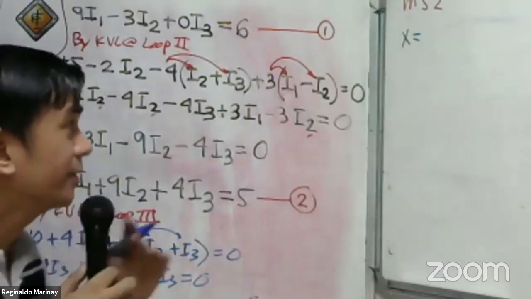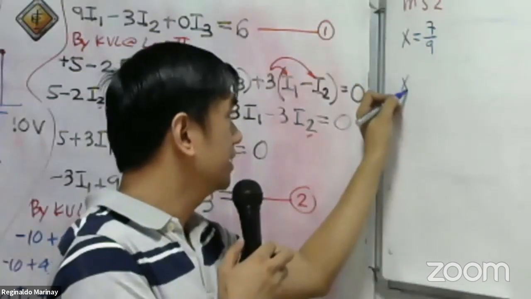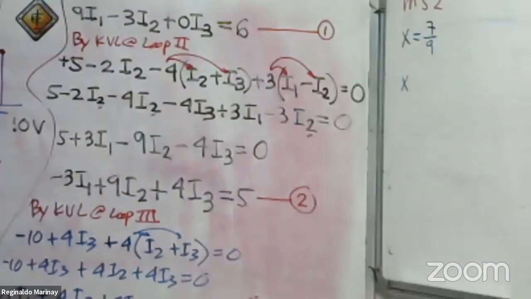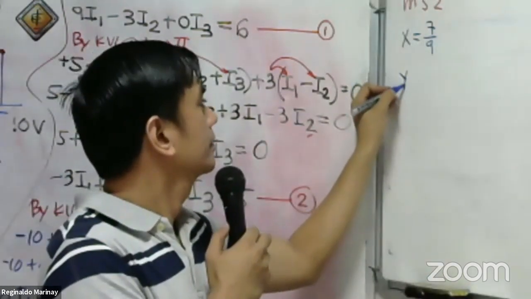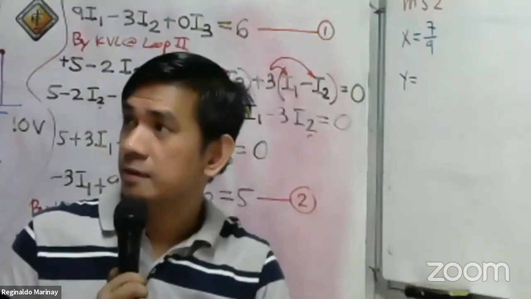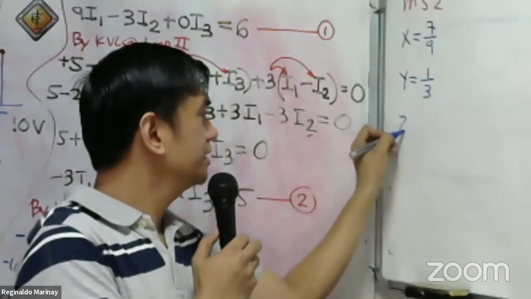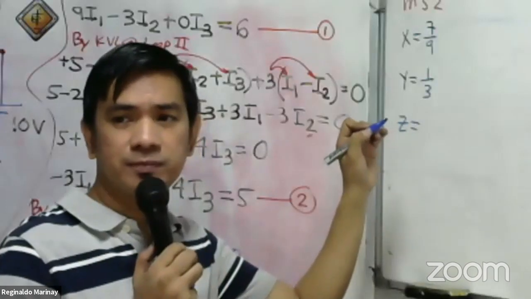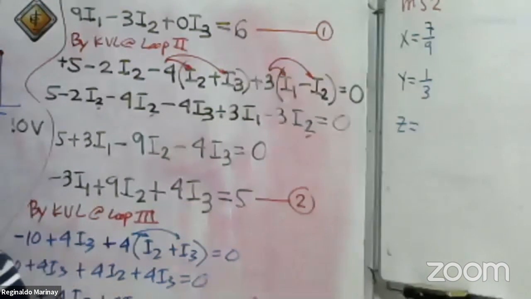Your X is 7 over 9, Leo? Yes, sir. And what is your Y? My Y is 1 over 3. Just press equals. Yes, my Y is 1 over 3. What is your Z? My Z is 13 over 12.